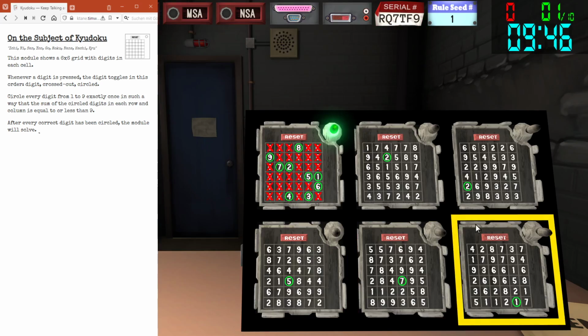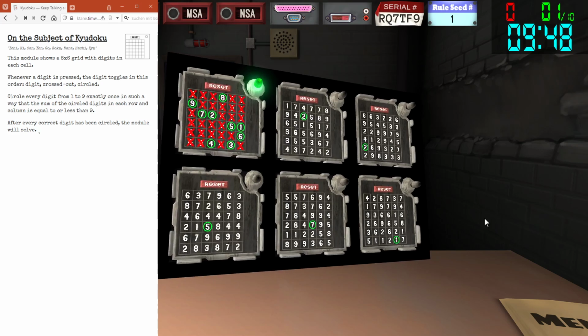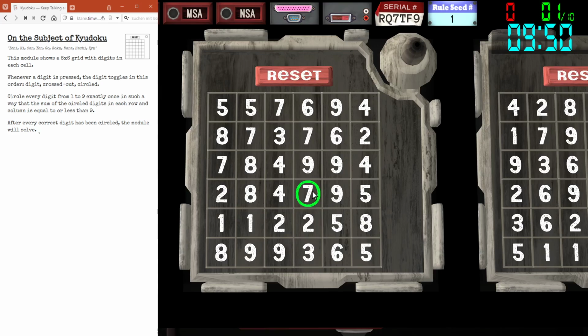Let's look at another one. Let's look at, for example, this one here. Now, as before, we see that the 7 is circled, so we can cross out every other 7 that is still on the grid. And we can cross out everything that is in the row and column as the 7, as that would add up to more than 9.